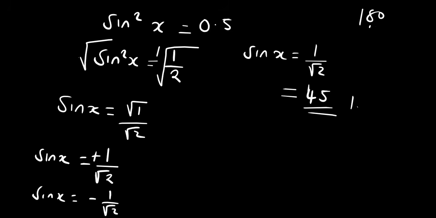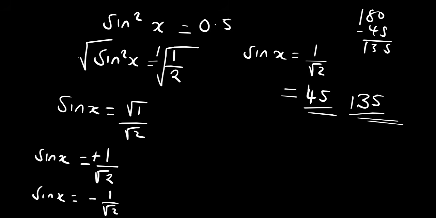180 subtracted by 45. I'm going to have 5, 3, 1. So the other solution would be 135. That is what I found for the positive one. What about for the negative one?